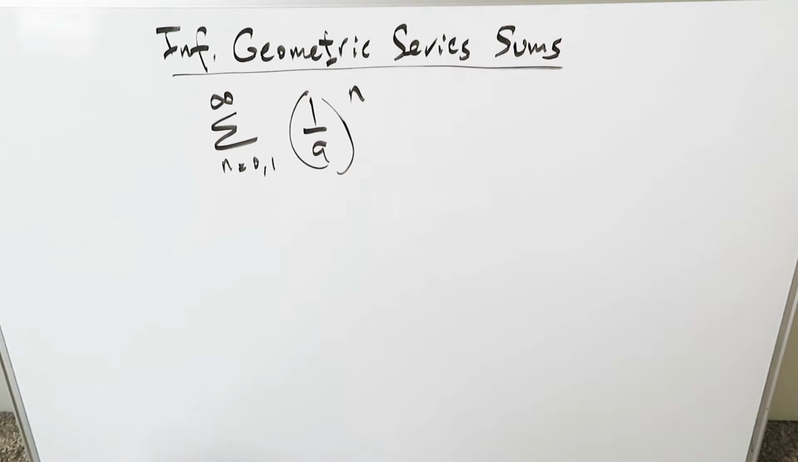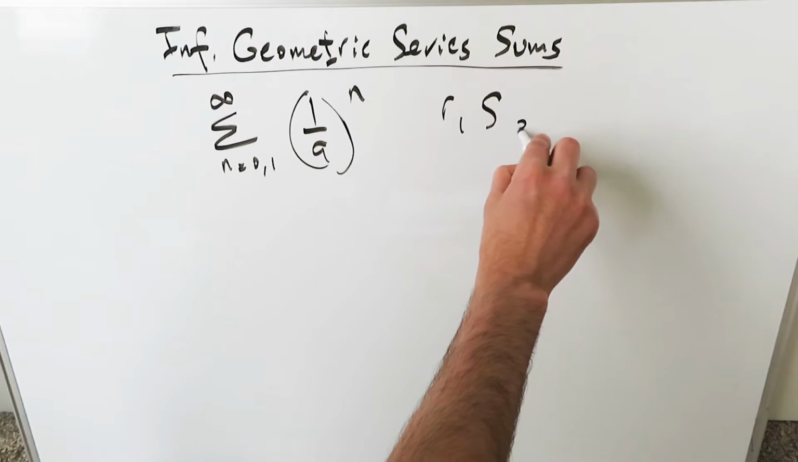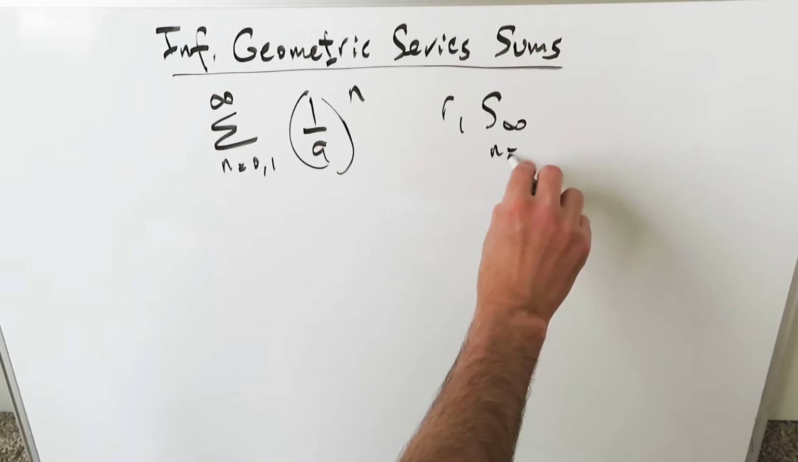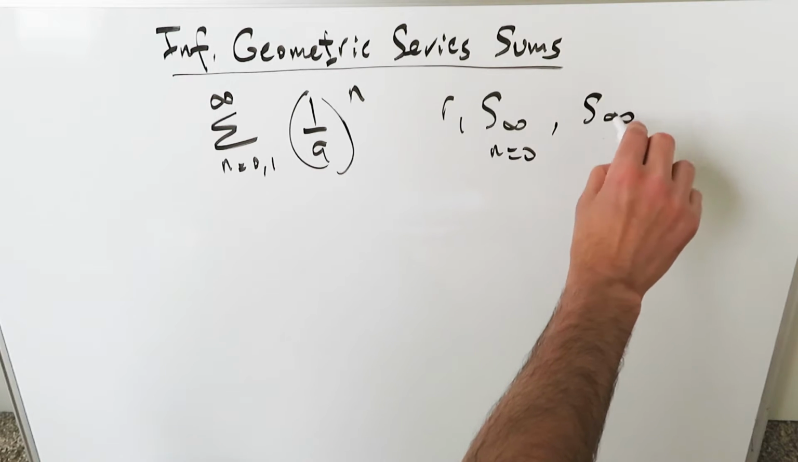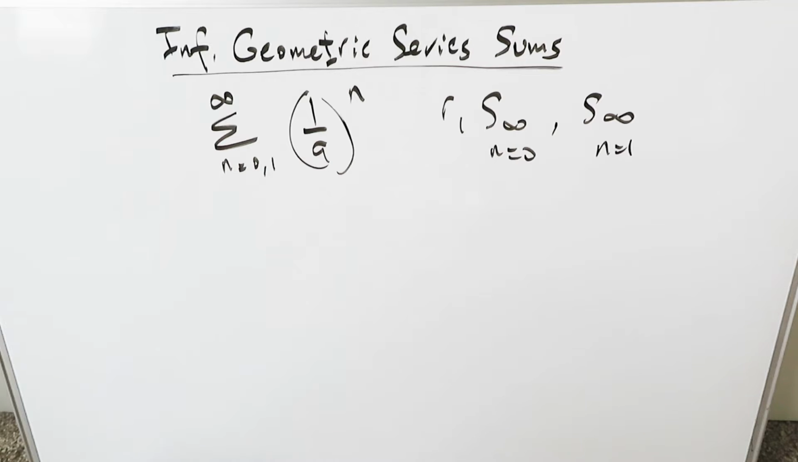I'll show you three shortcuts. One has to do with your common ratio, the other one has to do with your sum of series where n is equal to 0, and the other one has to do with your sum of series where n is equal to 1 as your starting point. These are the three most important rules.